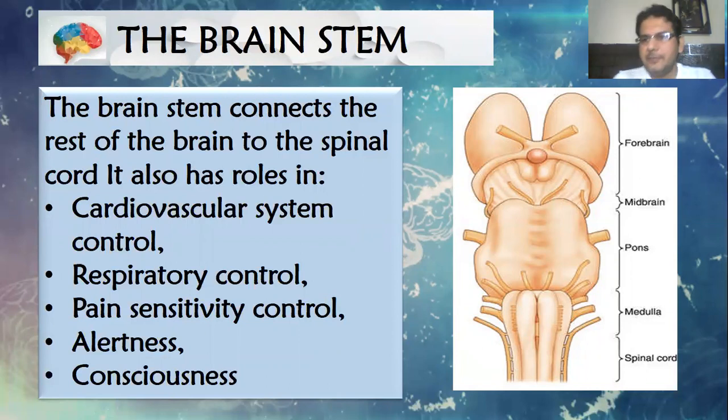These are the functions which are important for any life. These are the unconsciously controlled functions of the brain, which are there in animals and in humans.